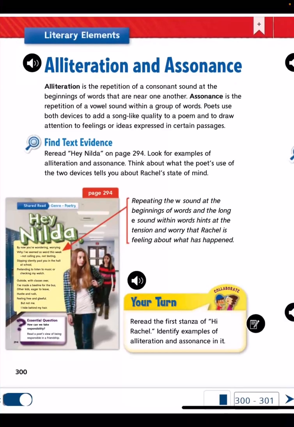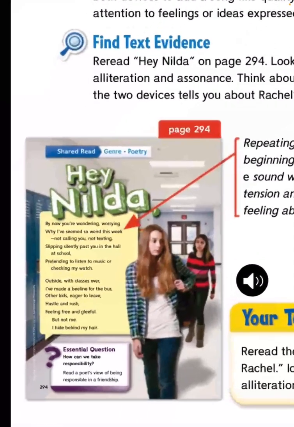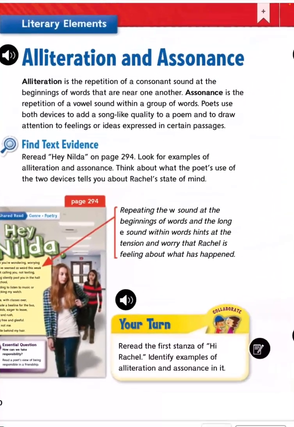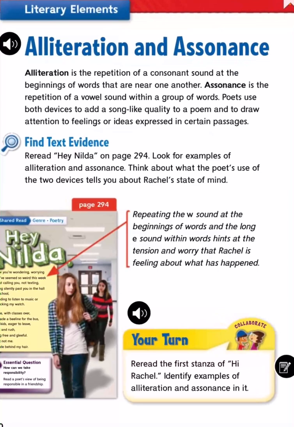Alliteration and assonance. These are terms that we've gone over multiple times. Alliteration is the repetition of a consonant sound at the beginning of words that are near each other, and they give you an example. It says wondering, worrying, why, weird, weak. And you know, assonance is the repetition of a vowel sound within a group of words. Poets use both of these to give a sing-song-like quality to a poem and to draw attention to feelings or other ideas expressed in a passage.